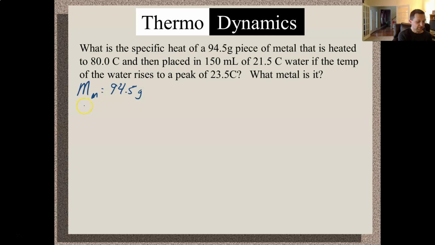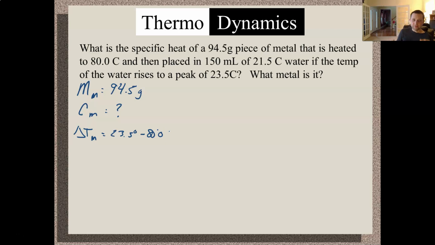We have the specific heat of the metal, which is something I don't know. The only way to find out what metal it is is to find the specific heat and see what it matches up to on your note sheet. And then the delta T of the metal, now this is important, the delta T of the metal is T final, which is 23.5, minus T initial, which is 80.